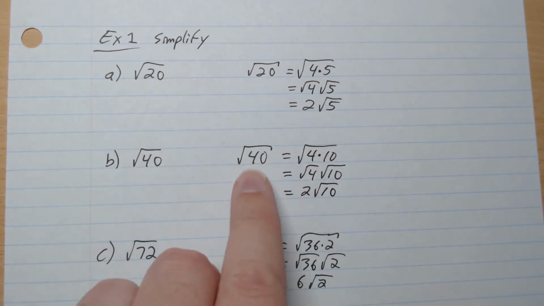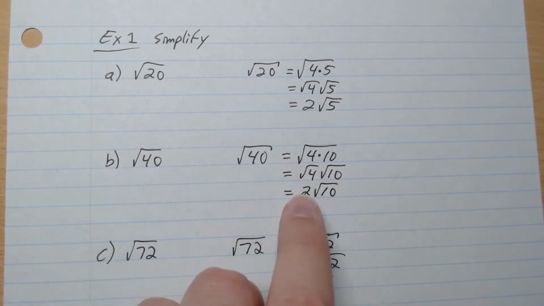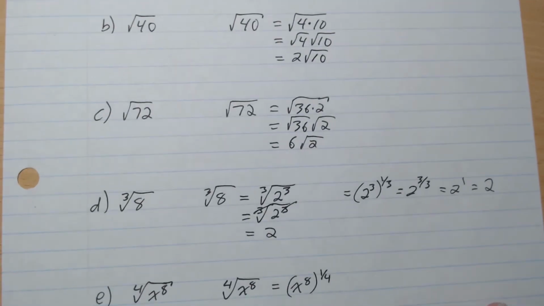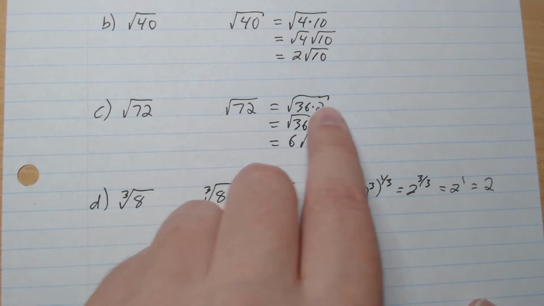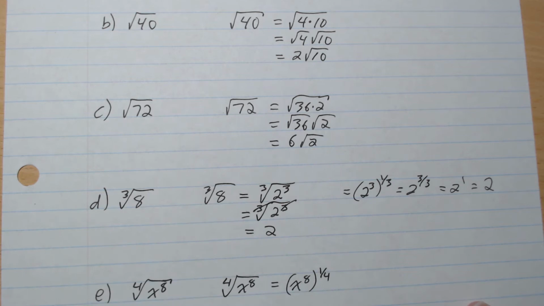B, root 40. Root 40 is root 4 times 10. Root 4, root 10. 2 root 10. C, root 72. 72 is 36 times 2. Root 36, root 2, which gives 6 root 2.